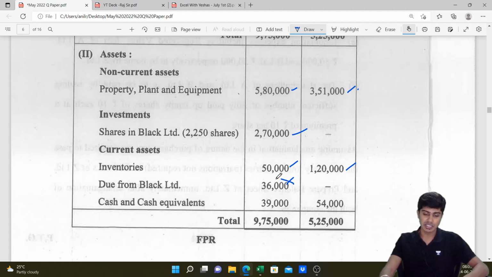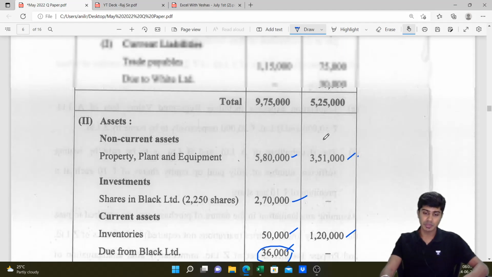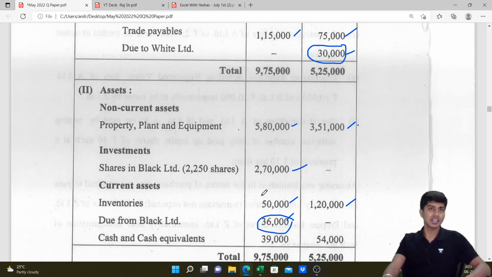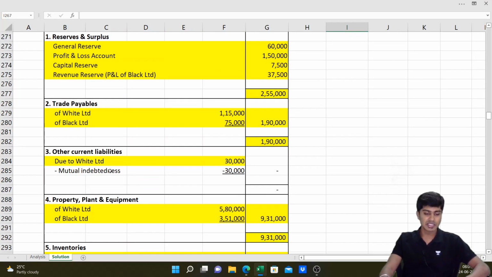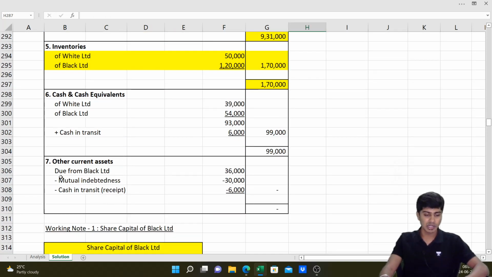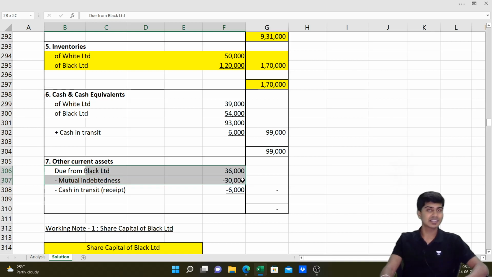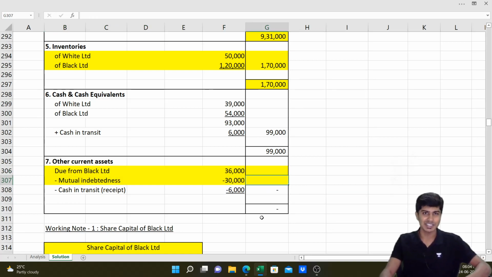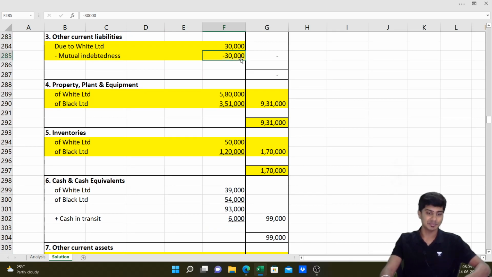Due from Black Limited. This 36,000 partly is to be adjusted with this 30,000. Excess 6,000 you will write. Yeah. So 36,000 asset will remain because 30,000 is liability, 36,000 is asset. So firstly, what I will do is in this trade payable I will deduct that 30,000 here because that is the extent it's possible. And on the asset side, what will I write? It will be initially 36. I will deduct 30,000 mutual indebtedness. So what remains is 6,000. What remains is 6,000 should have been there. There is some adjustment. There is cash in transit. So I'll adjust that. So for now, 36 is what I start with. I deduct 30 from my assets and the same 30 from my liabilities.